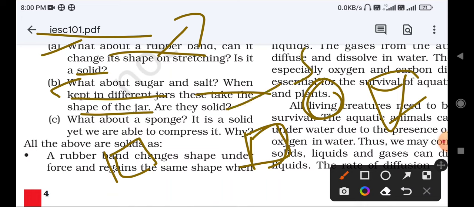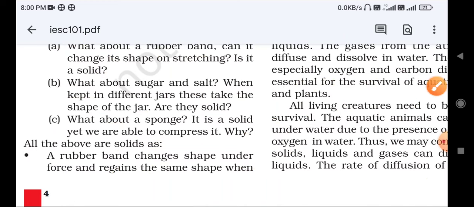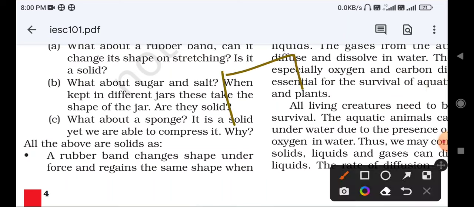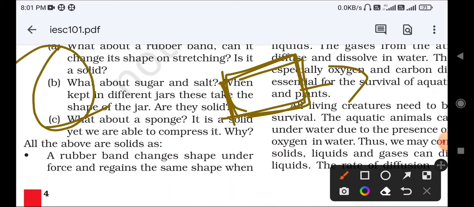The question arises here. Next, what about the sponge? Is it a solid, yet we are able to compress it? A sponge is easily compressible, but according to the properties of a solid, every solid has negligible compressibility. The sponge is also a solid, so why is it compressing? These are some questions arising from these three situations. So for that, the answer is why all of the above are solids only.